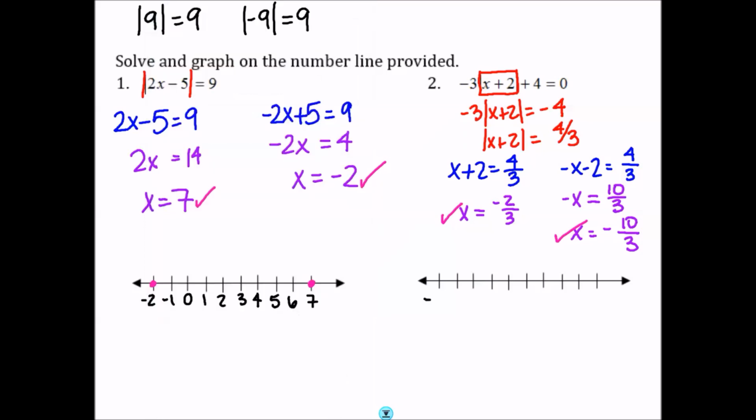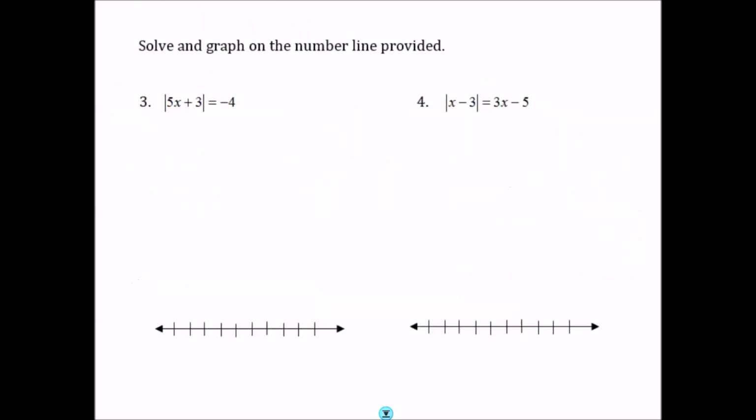So I'm going to start my number line at -4. So -2/3 is about here, and -10/3 is about here. Oops, over a little bit more. Okay. Now if you flip your paper over, we're going to look at 2 more examples. Same directions, we want to solve and graph our solutions on the number line.